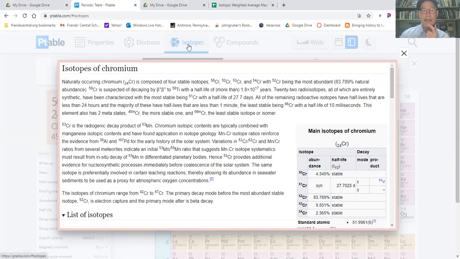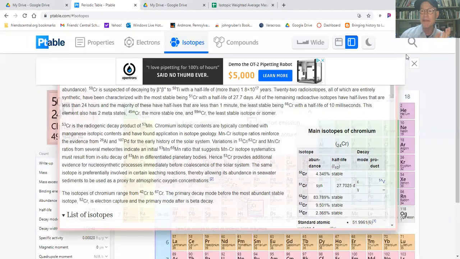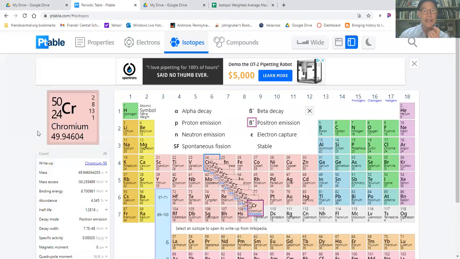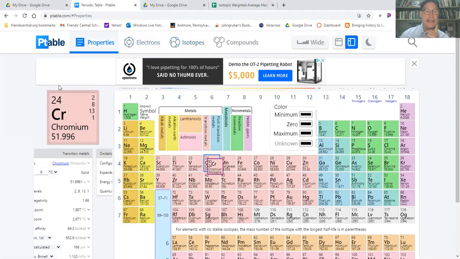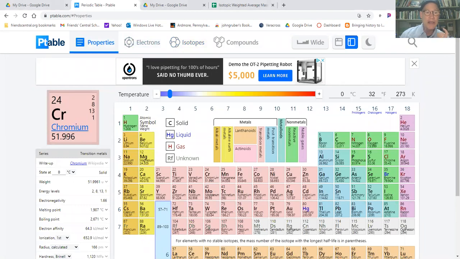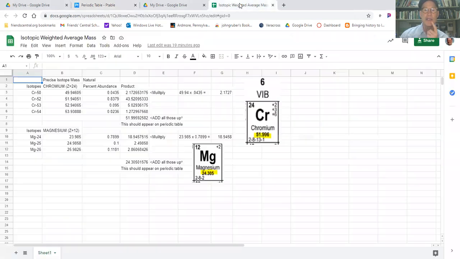But the average we're going to take is not the kind of average where we just add everything up and divide by the number of observations. We're not just going to add up 4 isotopes and divide by 4. And the reason is that they're not there in equal abundance. So where does this 51.996 number come from? Well, let's look at a spreadsheet here.